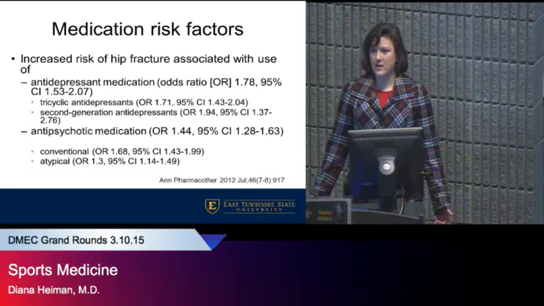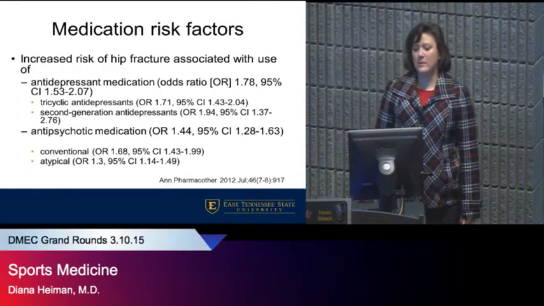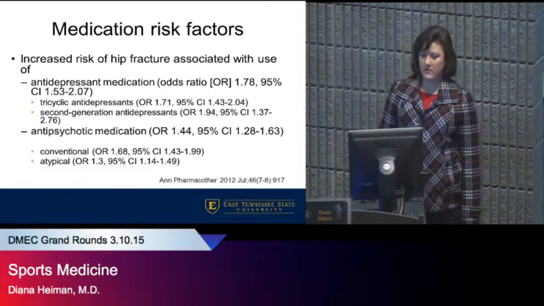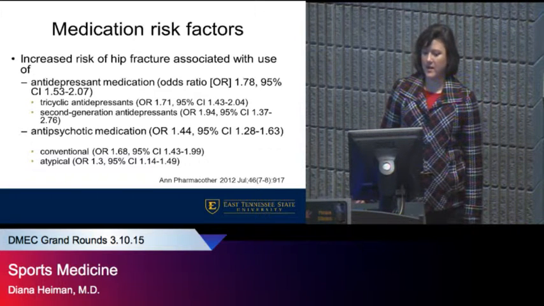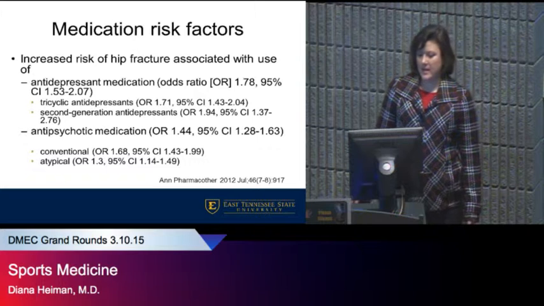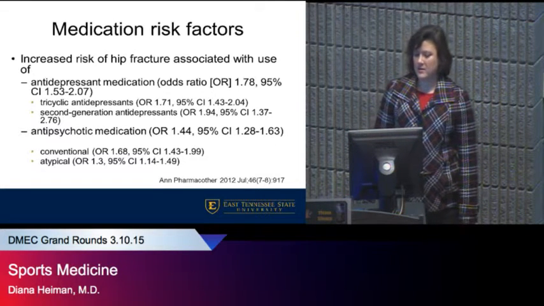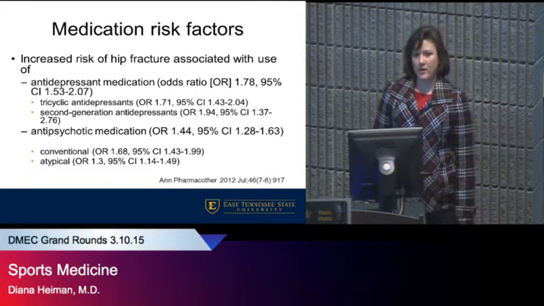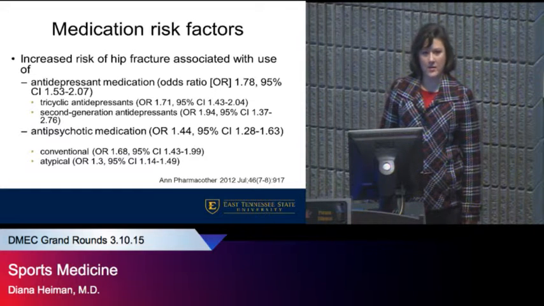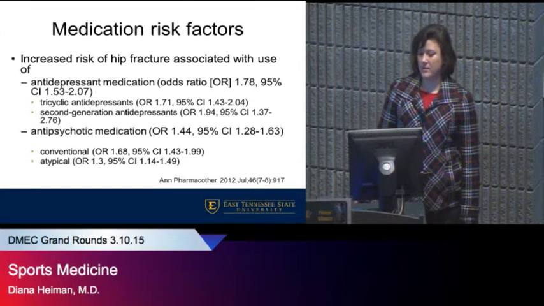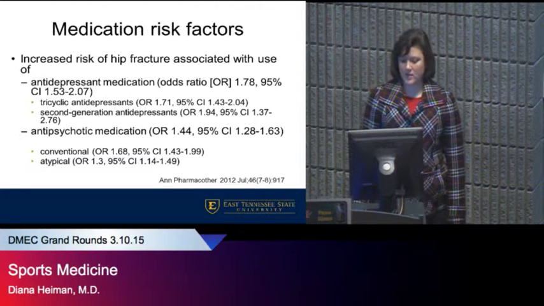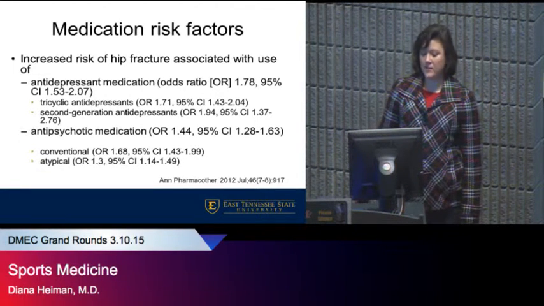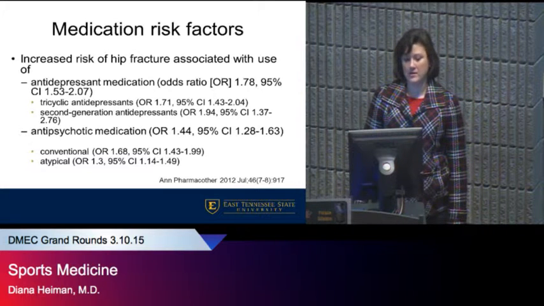Medications are also risky, and so looking at medications in the patients that you have, antidepressant medications actually significantly increase the risk with an odds ratio of 1.78. TCAs and second-generation antidepressants are actually both involved, so using an SSRI or an SNRI is not necessarily safer. It looks like the odds ratio is a little bit higher. Antipsychotic medication also, conventional is definitely riskier in this case.